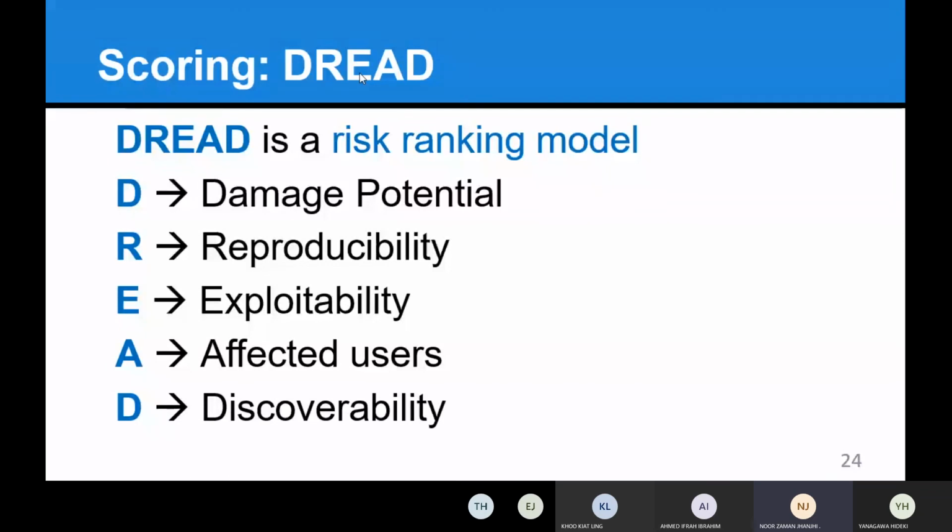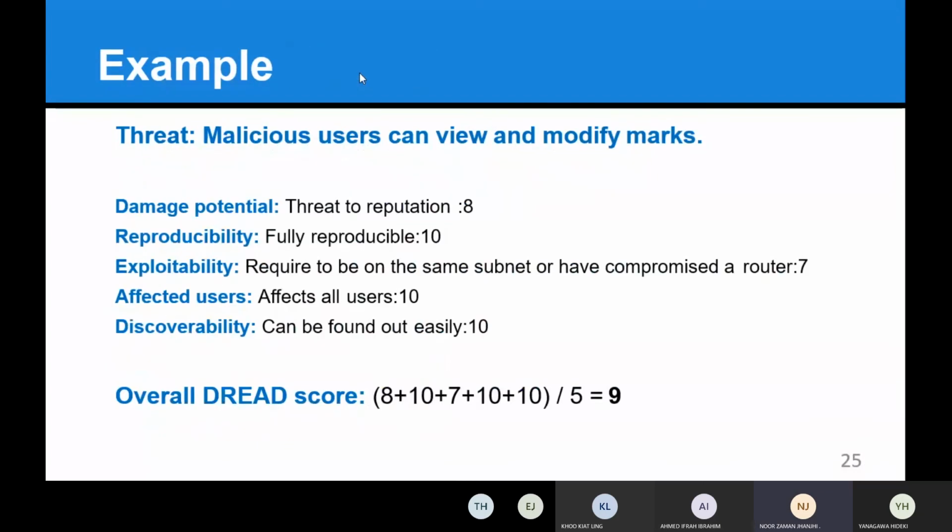All the entities are different, and they all point to the risk: damage, reproducibility, exploitability, how many users are affected if the risk materializes, and the discoverability, and so on. This is how you need to understand the difference between the STRIDE and the DREAD model. Okay, going ahead. For this, we are not going to implement a case study to discuss, because that was only for STRIDE, so you just understand. But here we give you a quick example of how it works.